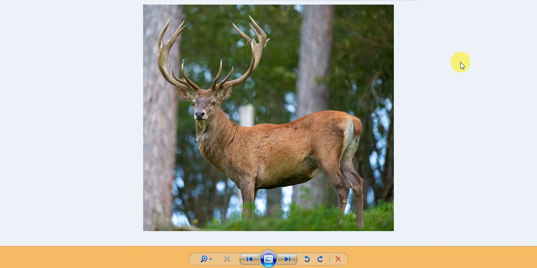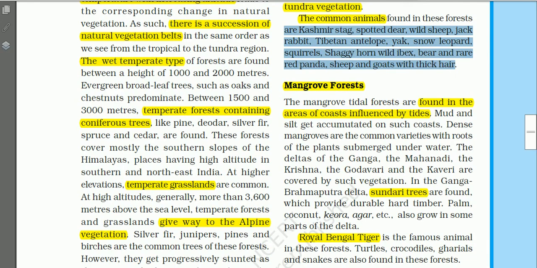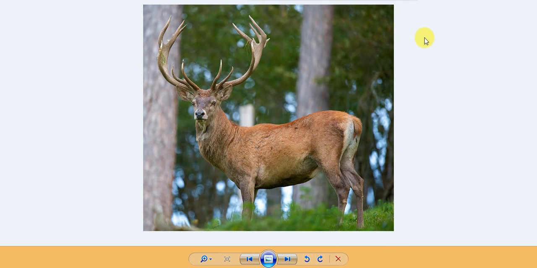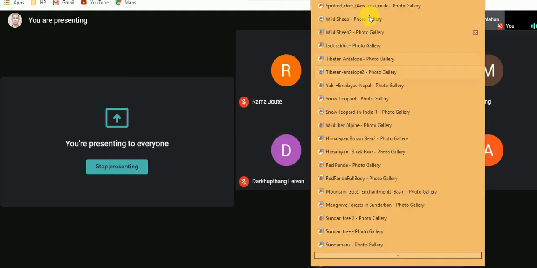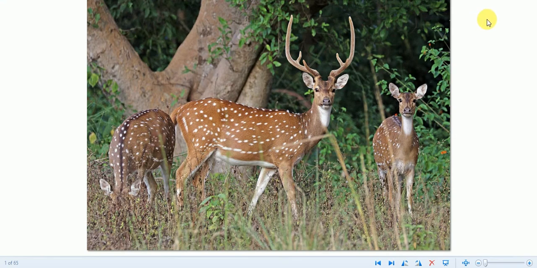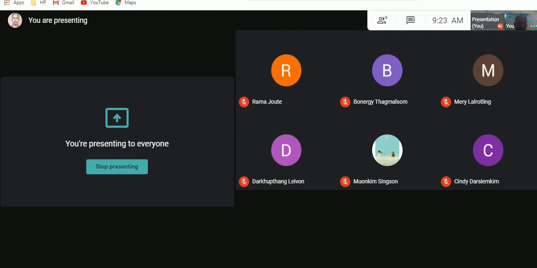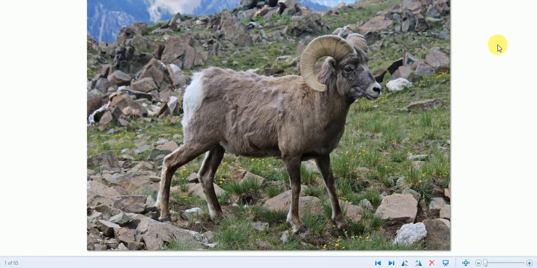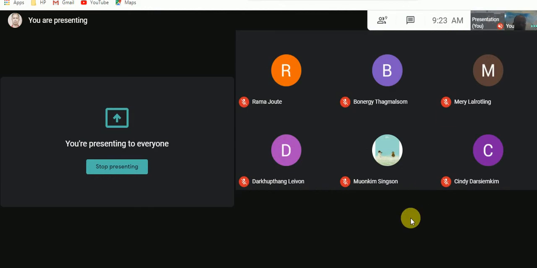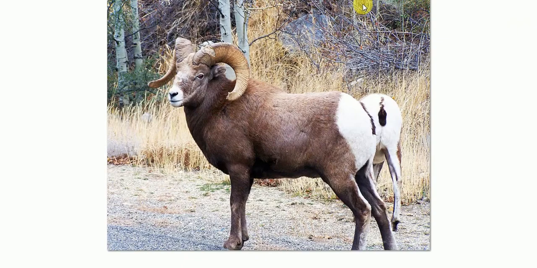This is a photograph showing Kashmir stag, the first one. It is also known as hangul. Then spotted deer, I have shown one. This is another photograph showing spotted deer. So this is a photograph showing wild sheep. This is another photograph showing wild sheep.